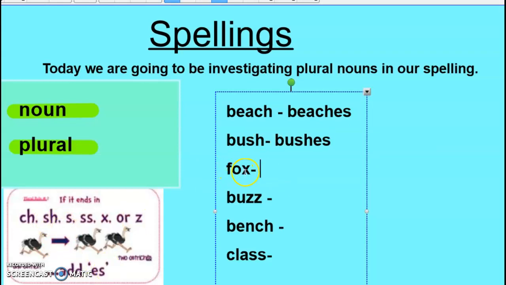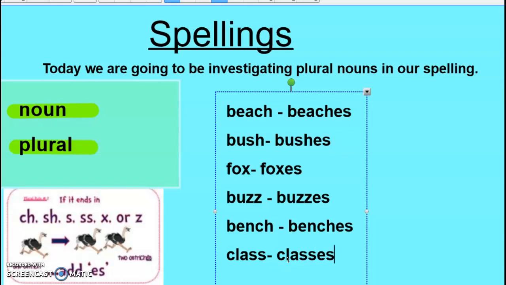Fox, because it ends in an X, I would need to add on the suffix ES to make it more than one. Outside there were foxes playing. Okay? The word buzz. Now because buzz ends in a Z, that means I follow the same rule, and if I'm talking about it buzzes, there's more than one, I would need to add on ES to the end of that word. The word bench, again, ends in CH. If I was talking about more than one, I would add on the suffix ES. Class ends in SS. That means if I was talking about there was multiple classes that I could take, I would add on the suffix ES.